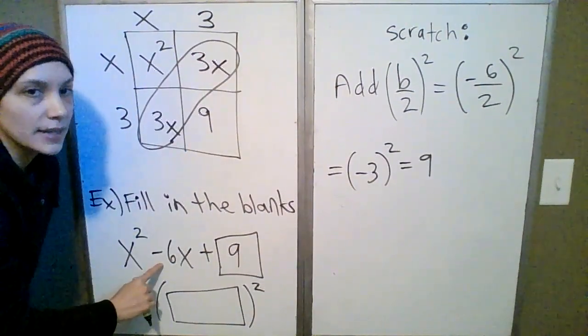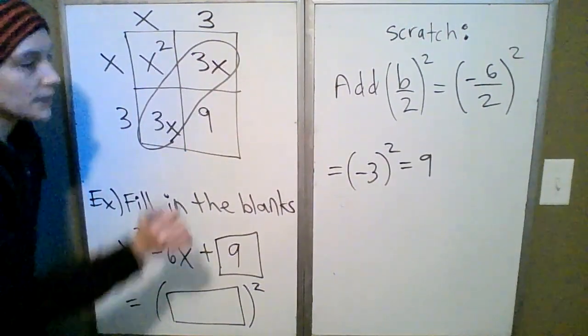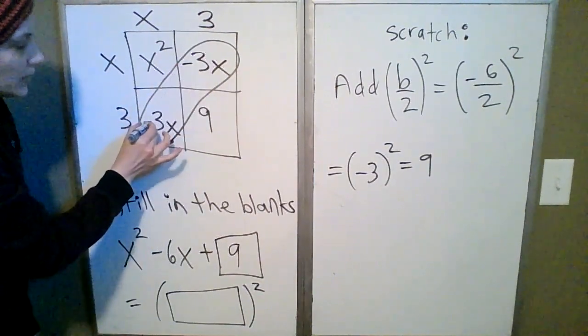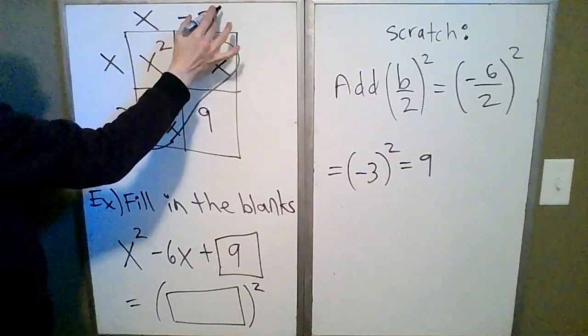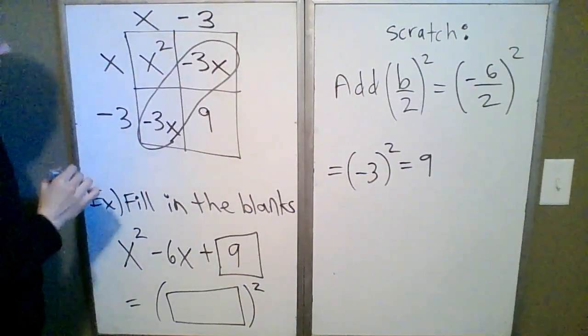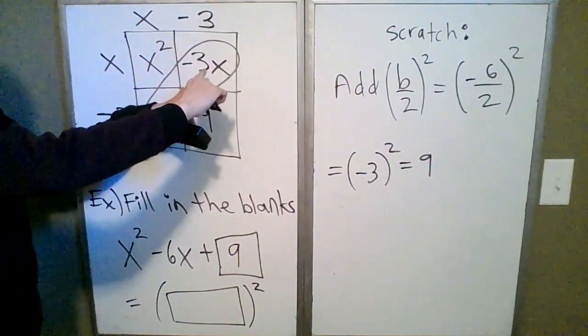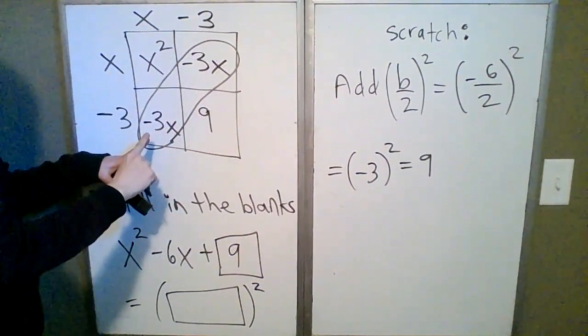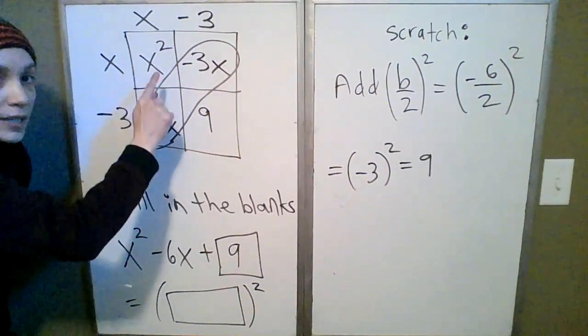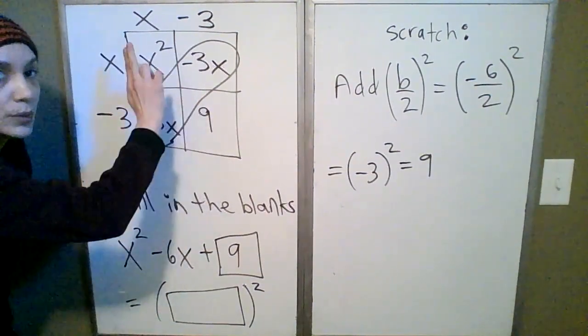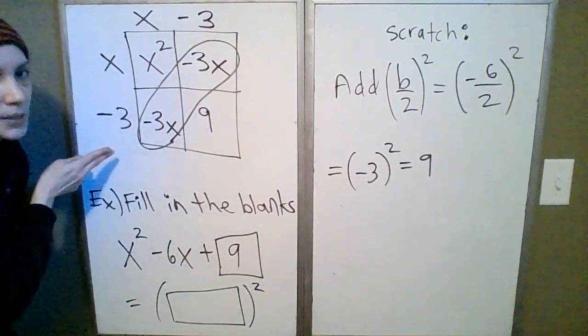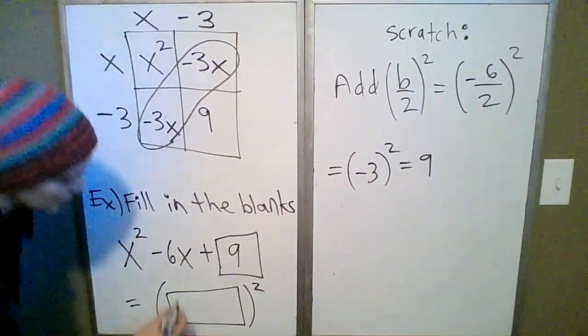And my middle term is negative 6x. So I want this to be a negative 3 and a negative 3. So this would be negative 3x here and a negative 3x here. So x squared minus 6x plus 9 factors into x minus 3 times x minus 3, or x minus 3 squared.